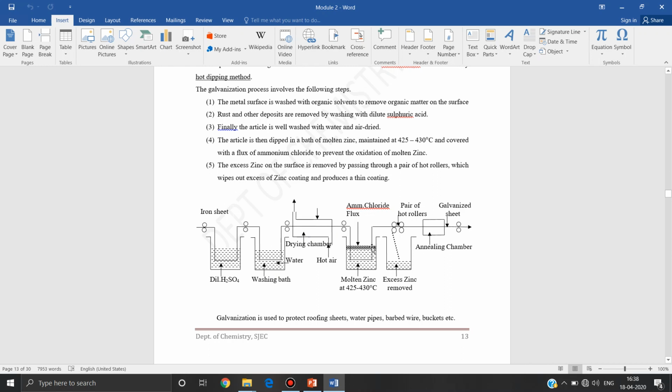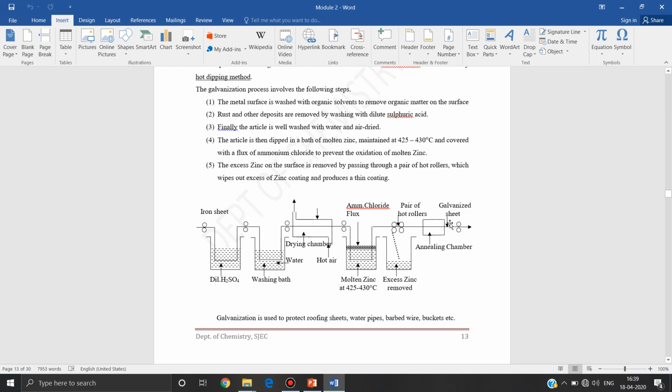Then the article is dipped in molten zinc maintained at 425 to 430 degrees Celsius, and this bath is covered by a flux of ammonium chloride. Ammonium chloride prevents the oxidation of molten zinc. Then we pass the iron sheet through a pair of hot rollers to remove excess zinc, so that you get a uniform layer of zinc coating over the article surface.